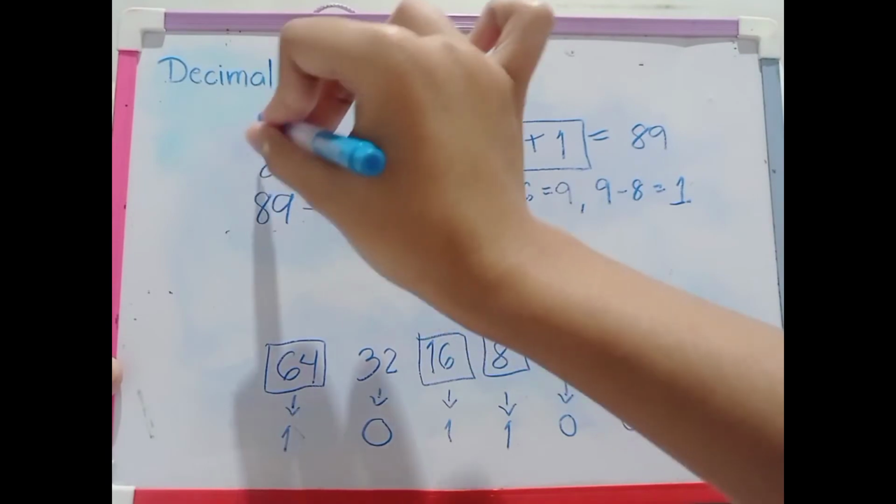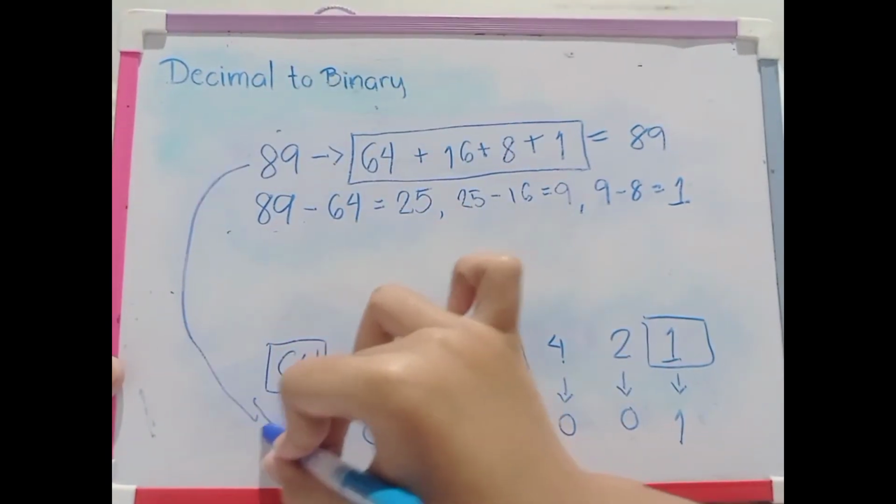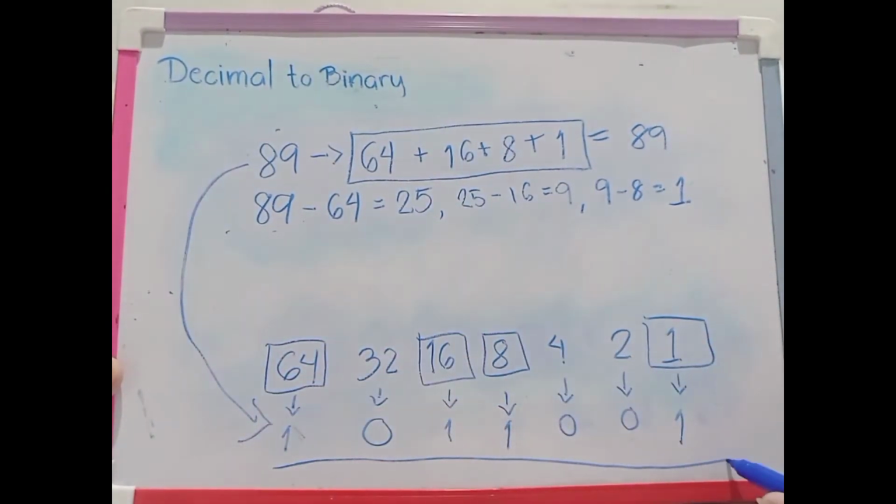So the binary number of 89 is 1011001. So that's it. That is the process on how to convert decimal to binary.